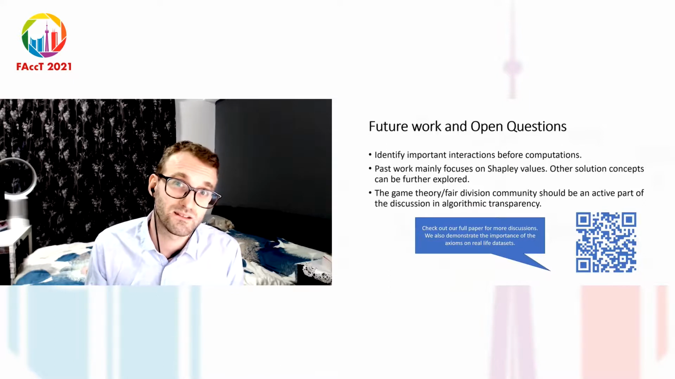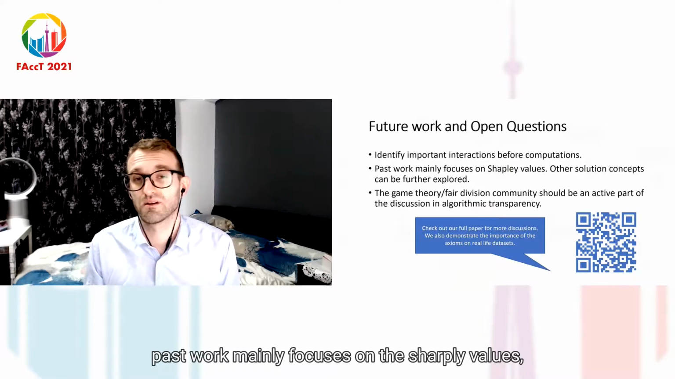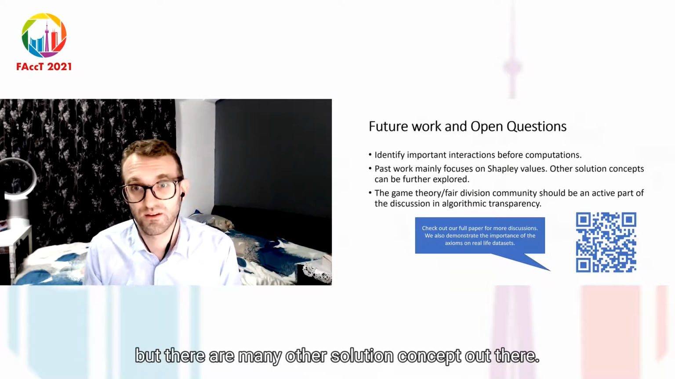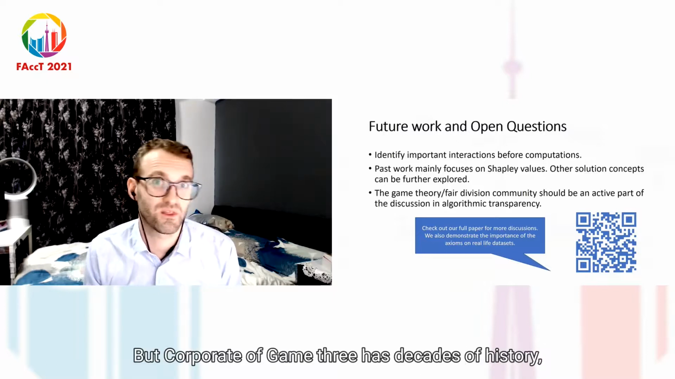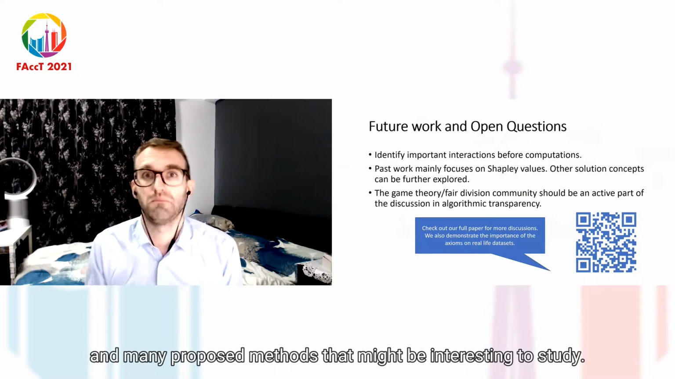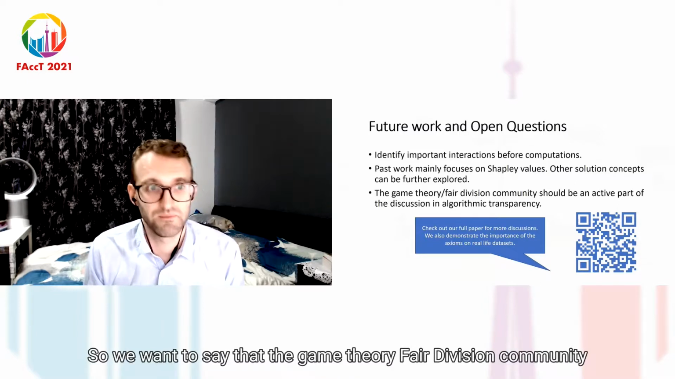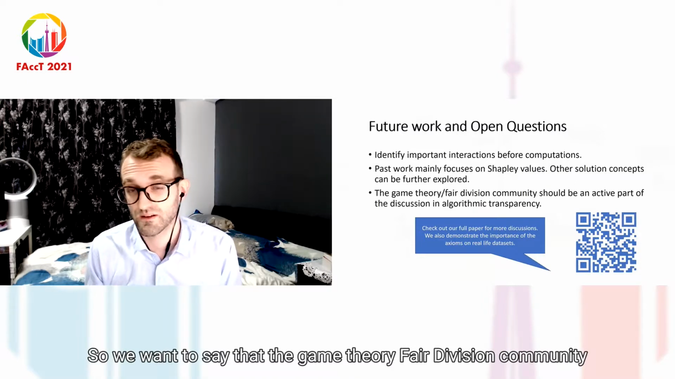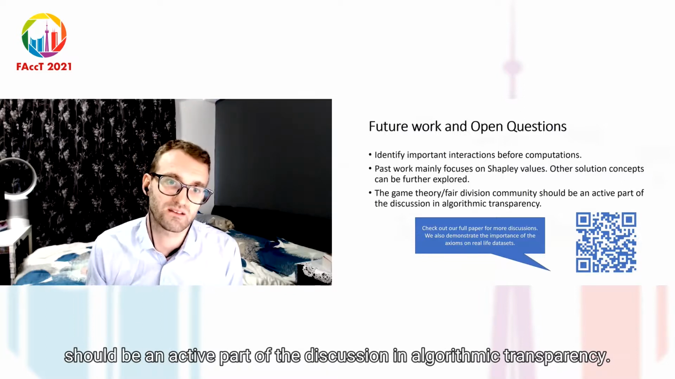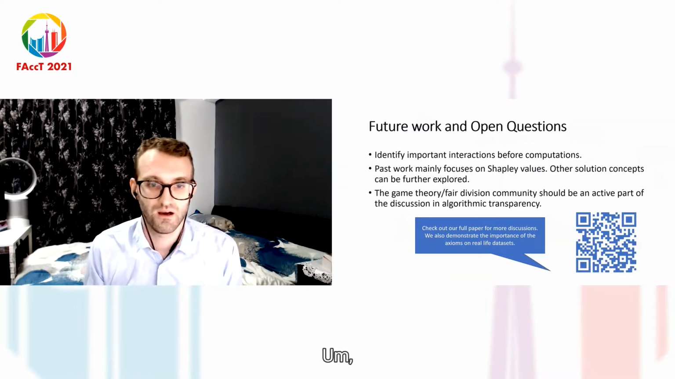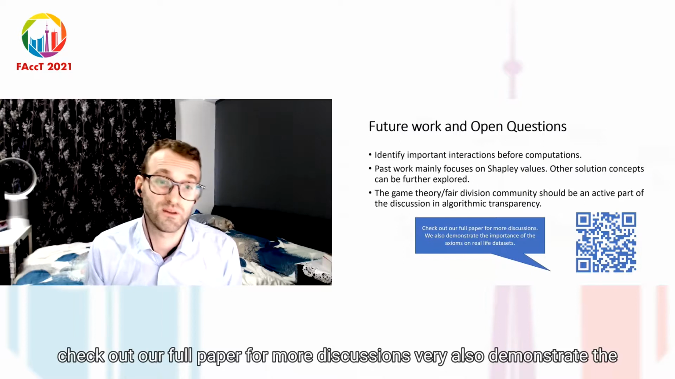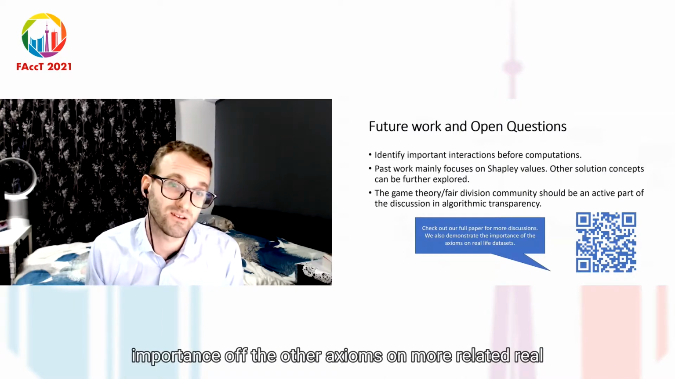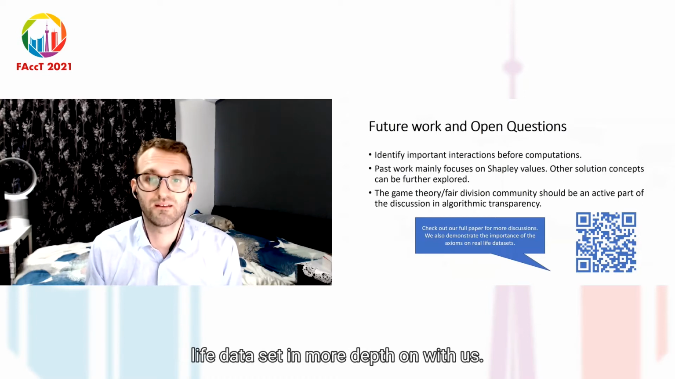Another thing is that past work mainly focuses on the Shapley values, but there are many other solution concepts out there. We introduced you to the Banzhaf interaction index, but cooperative game theory has decades of history and many proposed methods that might be interesting to study. So we want to say that the game theory fair division community should be an active part of the discussion in algorithmic transparency. And please, of course, check out our full paper for more discussions, where we also demonstrate the importance of the other axioms on more real-life data sets in more depth.